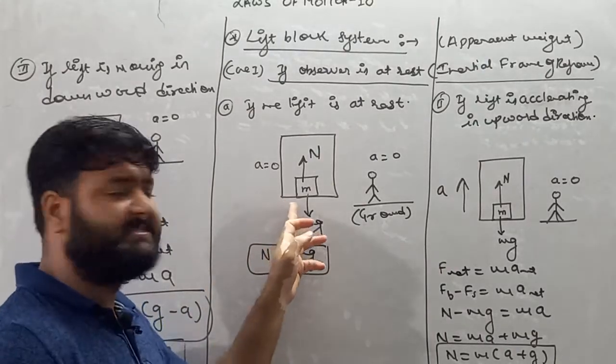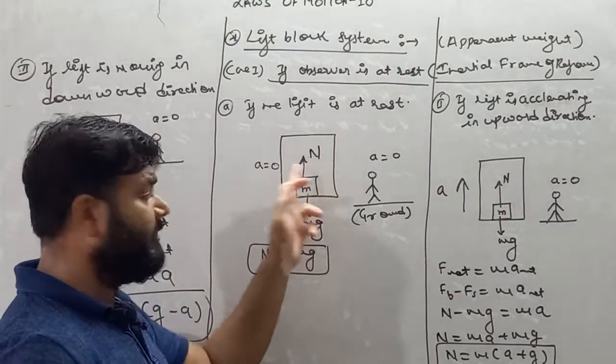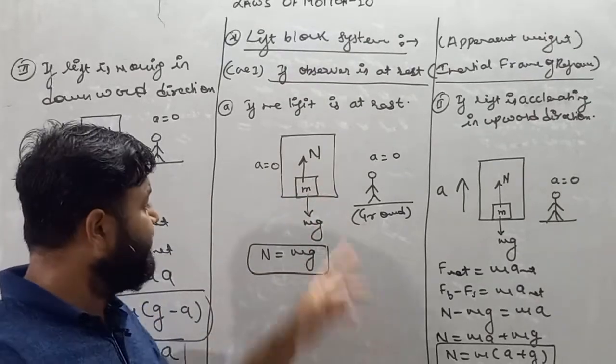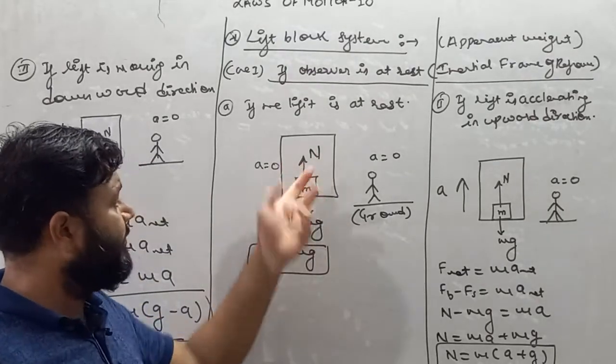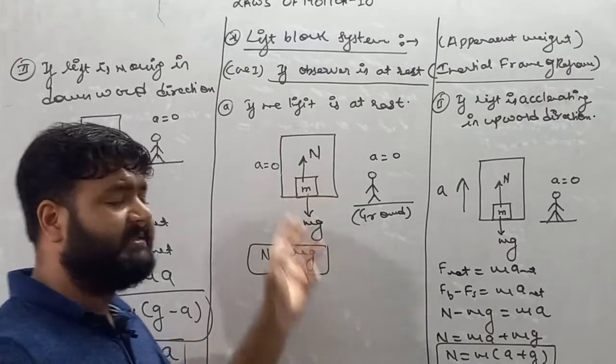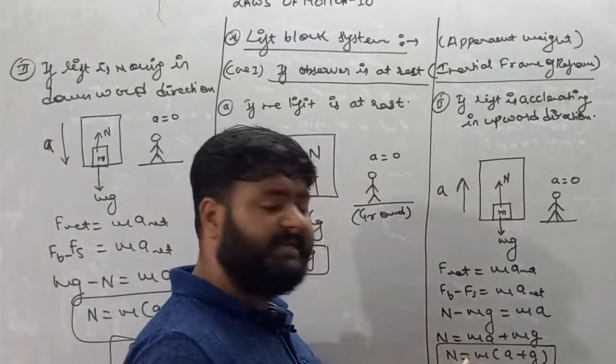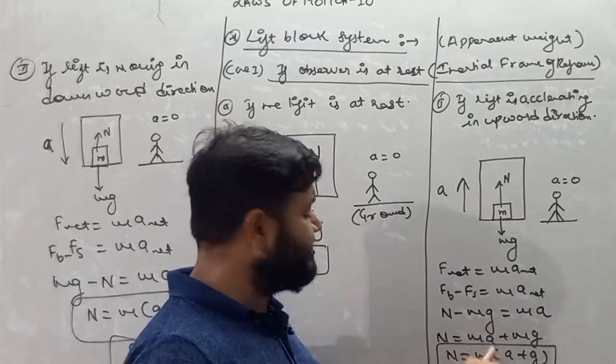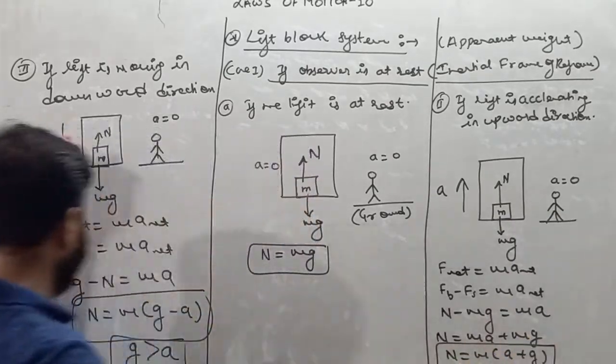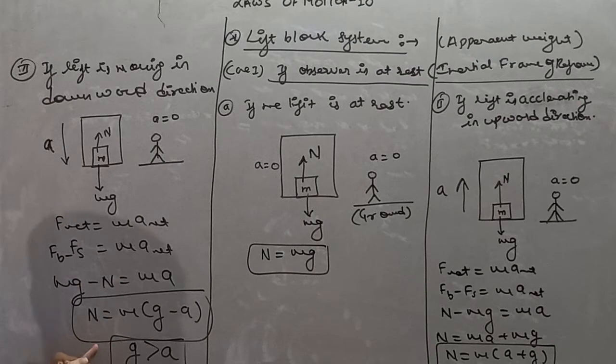When the lift is at rest, then it is obvious that the block placed on the floor of the lift also becomes at rest. So the opposite forces are equal under the equilibrium condition. If the lift is moving up, then the value of the normal reaction force is m(a plus g). And if the lift is moving down with acceleration a, then the normal value is m(g minus a). Remember, g is always greater than a.